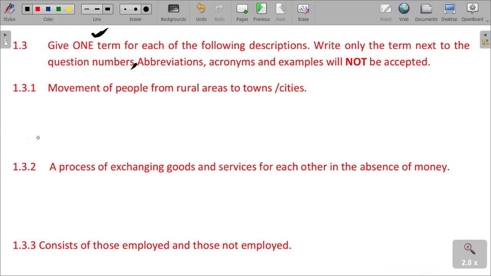Movement of people from rural areas to towns or cities. What do we call that? The movement of people from rural areas to cities or to towns. We can talk about that as urbanization. One word can be the correct answer: urbanization. We can talk about it also as migration.